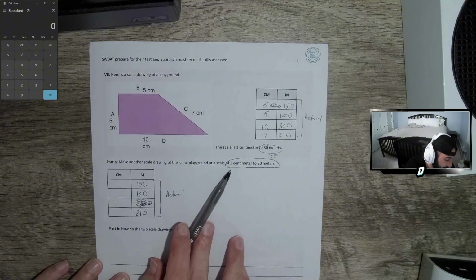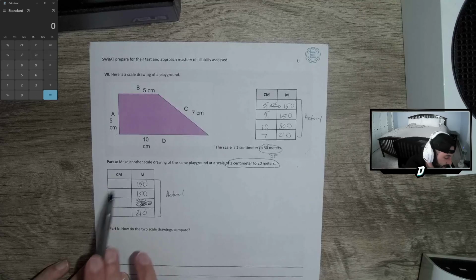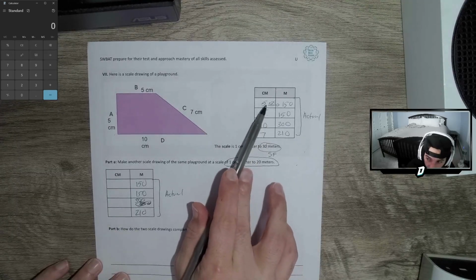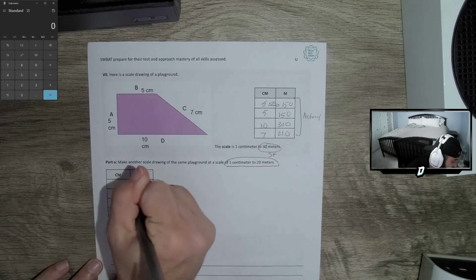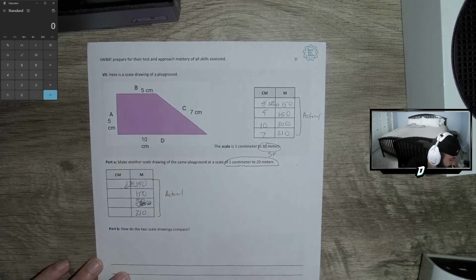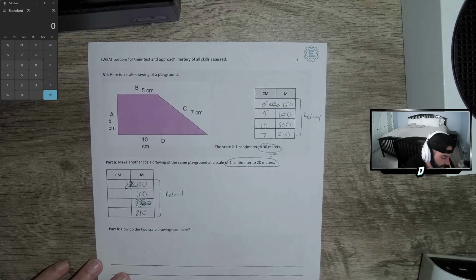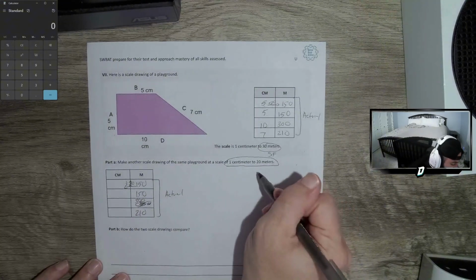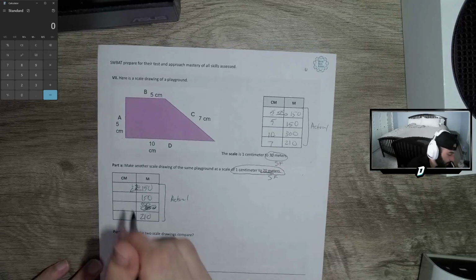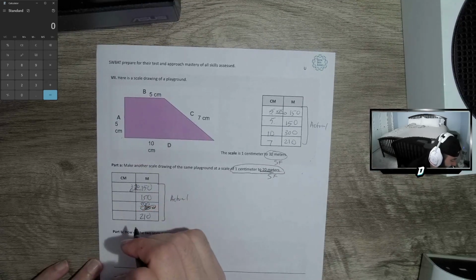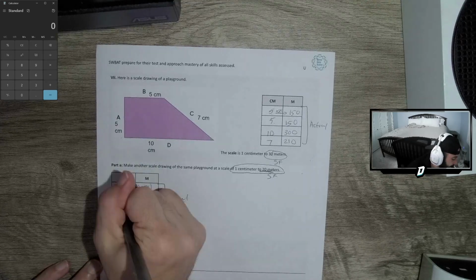And so here, this has a scale factor of 1 centimeter to 20 meters. And I know when I go from my actual to my scaled, instead of multiplying, going from scaled to actual, you do the reverse. So on your table, when you go right to left, you divide by your scale factor. And so here I would divide by 20. And 150 divided by my scale factor here of 20 would give me 7 5/10.